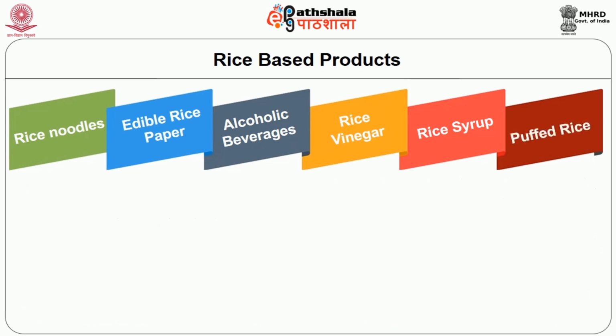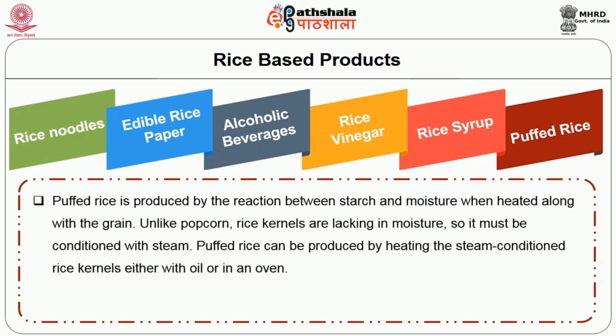Puffed rice is a very common traditional product. Puffed rice is produced by the reaction between the starch and moisture when heated along with the grain. Unlike popcorn, rice kernels are lacking in moisture, so they must be conditioned with steam. Puffed rice can be produced by heating the steam conditioned rice kernels either with oil or in an oven.